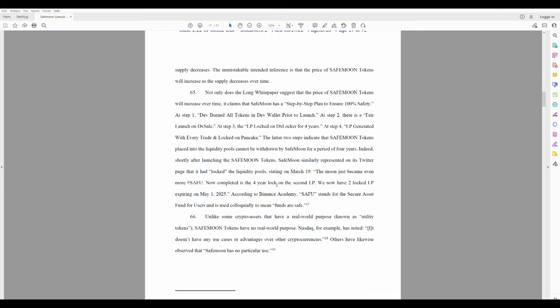Okay. Not only does the long white paper suggest that the price of Safemoon tokens will increase over time, it claims that Safemoon has a step-by-step plan to ensure 100% safety. This 100% safety is John stealing the money from you. At step one, developers burn all tokens in developer wallet prior to launch.